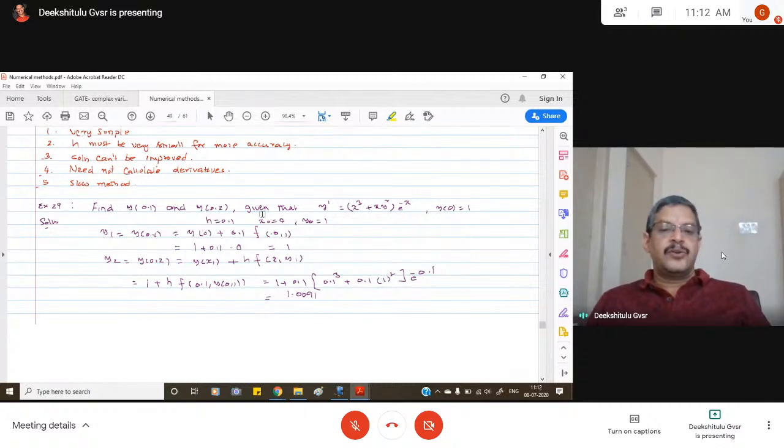So 0.1 into f of x naught, y naught. x naught is 0, y naught is 1. So f of x naught, y naught is f of 0, 1. If you put x equal to 0 and y equal to 1 in this problem, what do we get? 0. Everything is 0, so this expression goes out, but y of 0 is equal to 1, that is there. So your y1 is 1.